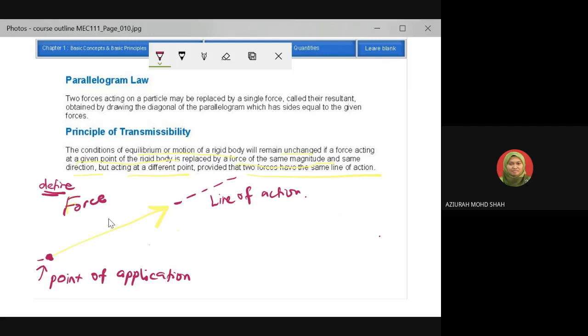magnitude force. Apa? Contoh 80 Newton. So this is the magnitude, the value, nilai dia lah, 80 Newton. This is the magnitude. Direction dia mana? Direction untuk force ni. Line of action tu, no. This is not the direction dia punya ni. Direction dia kita measure macam ni lah.